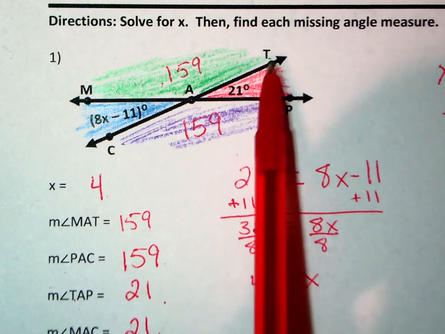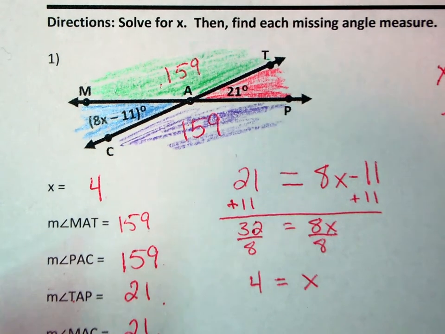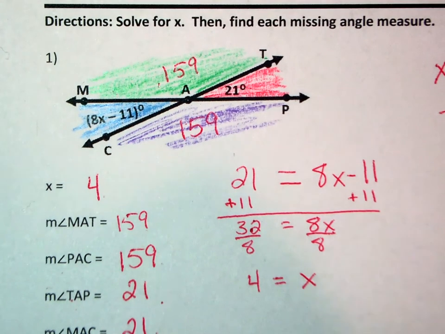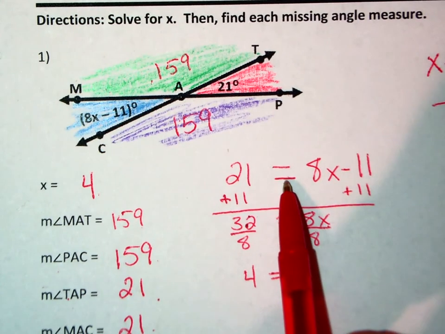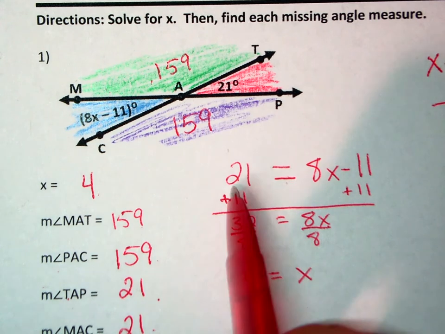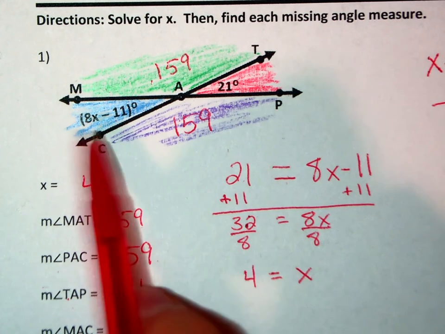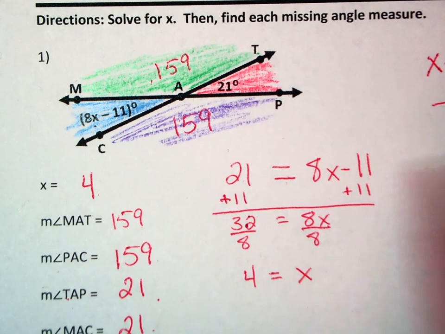So we are given that angle TAP, which I've colored red here, is 21 degrees. And angle MAC is 8x minus 11 degrees. And my blue angle and my red angle are vertical angles because they're opposite each other. Since they're vertical angles, I know they have to be equal to each other. So I'm going to say that they're equal to each other. 21 is equal to 8x minus 11. My 21 came from here. My 8x minus 11 came from there.